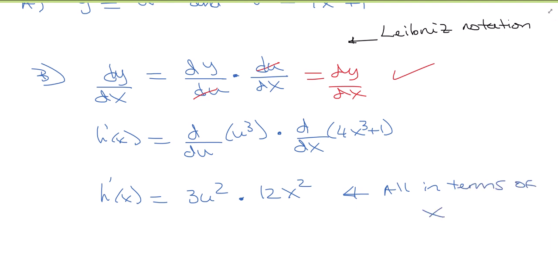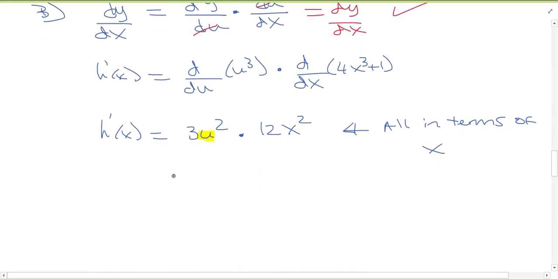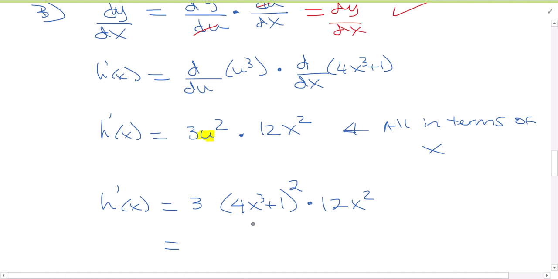So replace what u was. What is u equal to? And for that, we go back up here. U is equal to 4x cubed plus 1, our inside function. So h prime of x is 3 times 4x cubed plus 1, what u equals, squared, times 12x squared. And now I can simplify this, which is 36x squared times 4x cubed plus 1 squared.